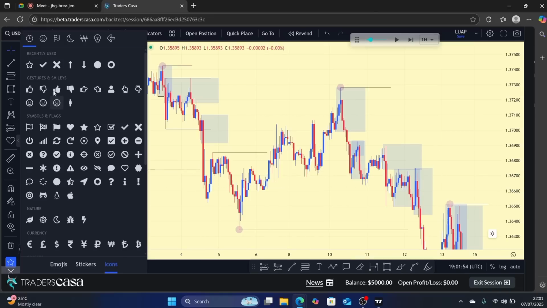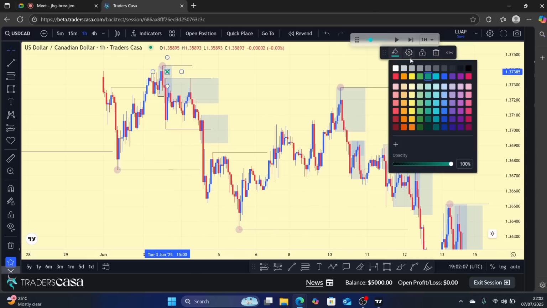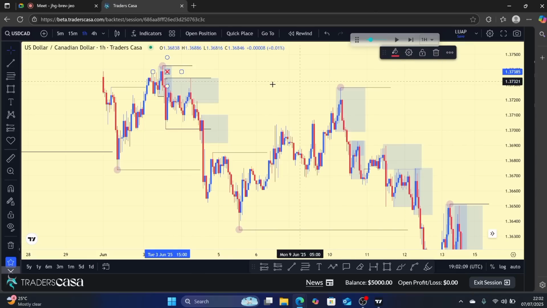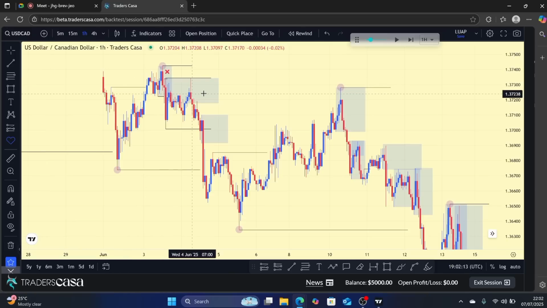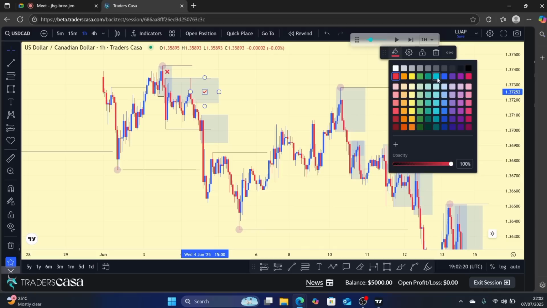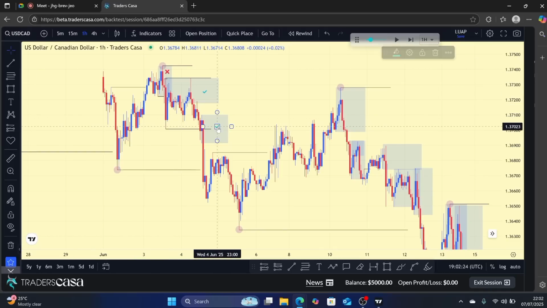So I will be using the ticks and the X. Exactly right here, you can see this one here is mitigated, so that will be an X to us. Let me reduce the size of this and change the color to red, symbolizing invalid. Then for the tick, this one is unmitigated, so tick, and this one here is also unmitigated, so tick.